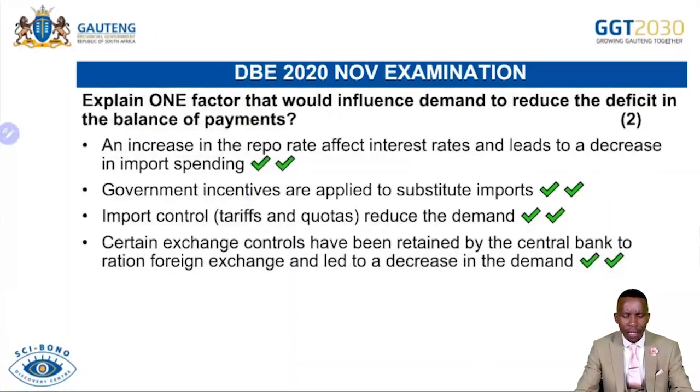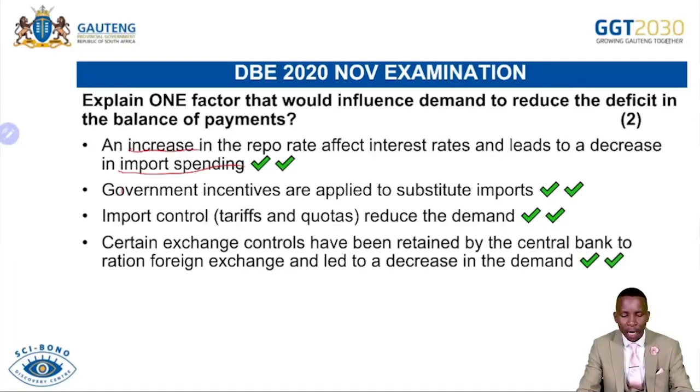Explain one factor that will influence demand to reduce the deficit in the balance of payments. An increase in the repo rate affects the interest rate and leads to a decrease in import spending. We know that if ever the repo rate has been increased, people will find it difficult to take loans in commercial banks because it will be more expensive. Therefore, there will be less spending on local goods as well as imported goods and services.